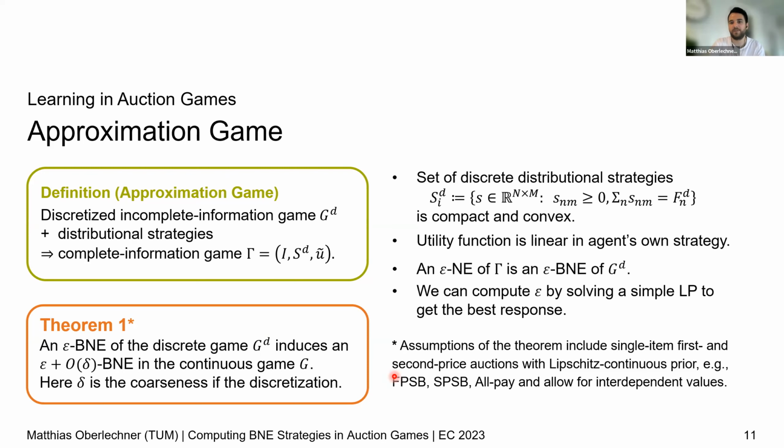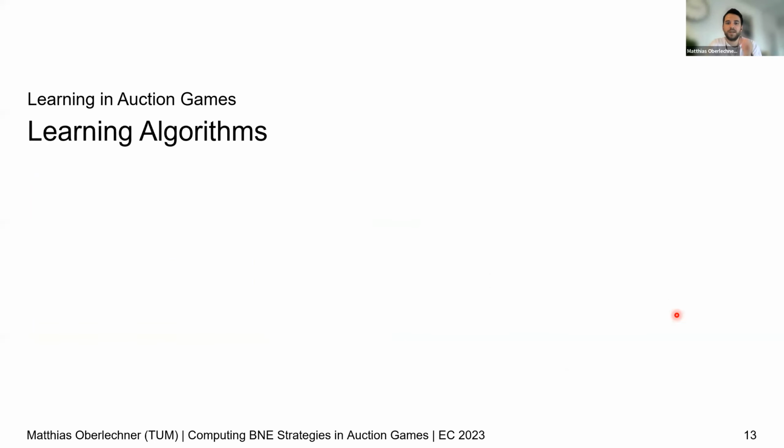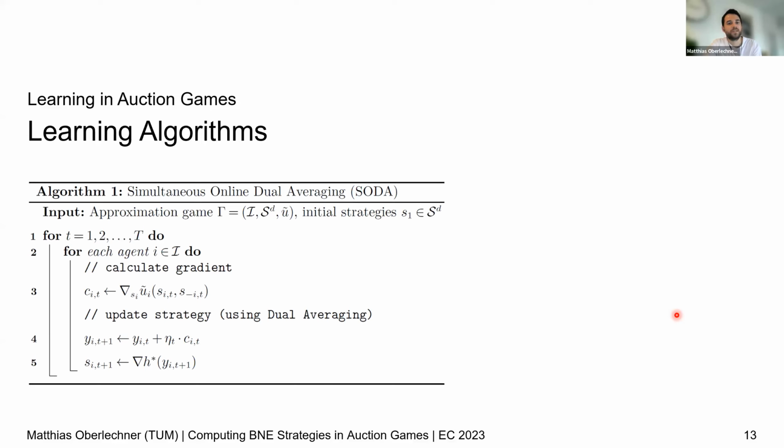So this is very helpful because now we know we can focus on computing Nash equilibrium in the approximation game, because this induces an approximate Bayes Nash equilibrium in the auction game. And to compute Nash equilibrium in this approximation game, we can use standard techniques from equilibrium learning. So here we focus on first order methods. One example would be simultaneous online dual averaging.